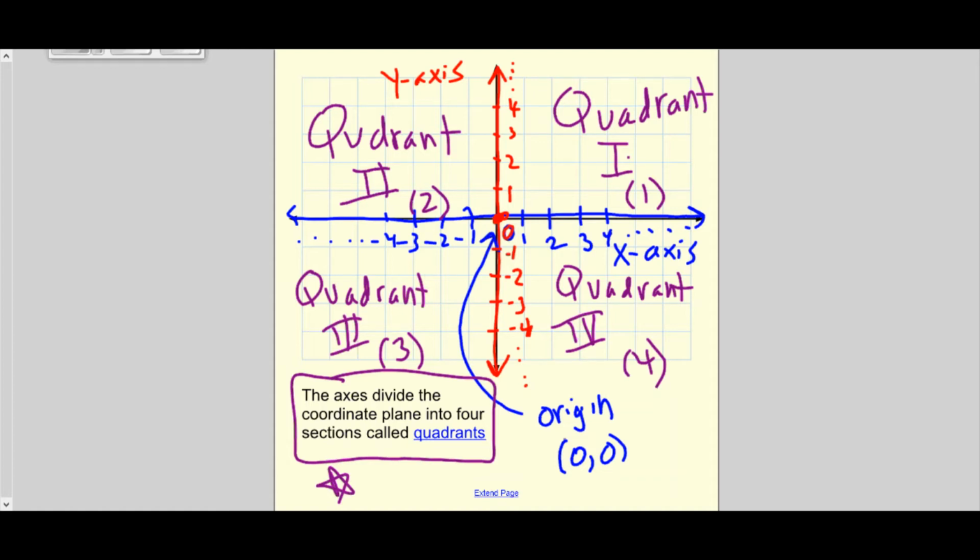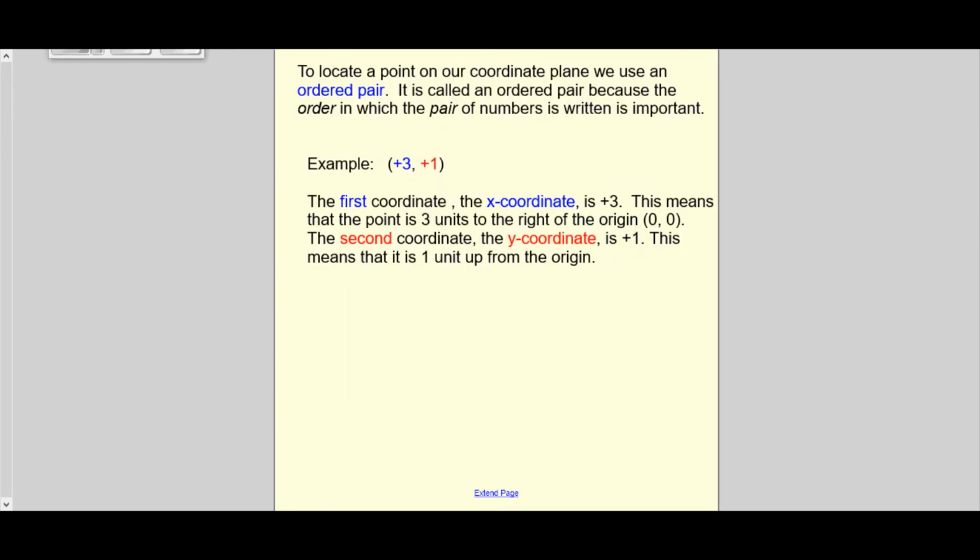So when I talked about the origin, I said it was the ordered pair 0, 0. And I want to explain what an ordered pair is. In a coordinate plane, if we want to locate any point, we can use what we call an ordered pair. This is a word that you're going to want to write down, an ordered pair. It's called an ordered pair because the order in which the pair of numbers is written is important. An ordered pair is written with your x coordinate first, comma, the y coordinate second. So the order matters. Your x has to come first, and then your y has to come second.